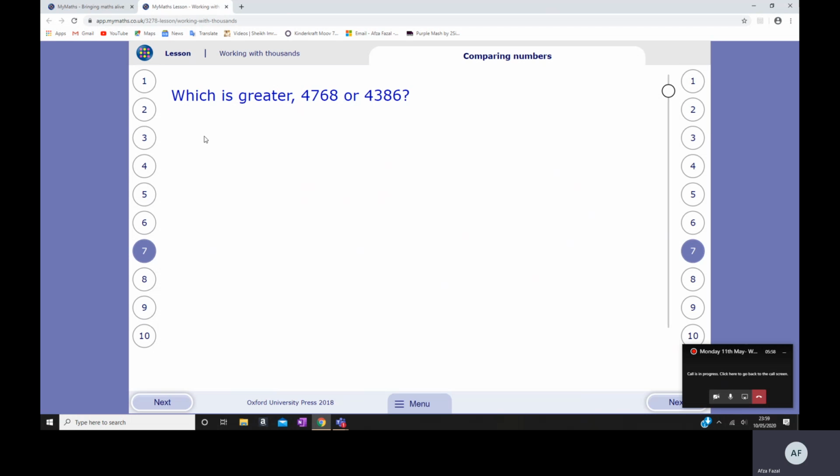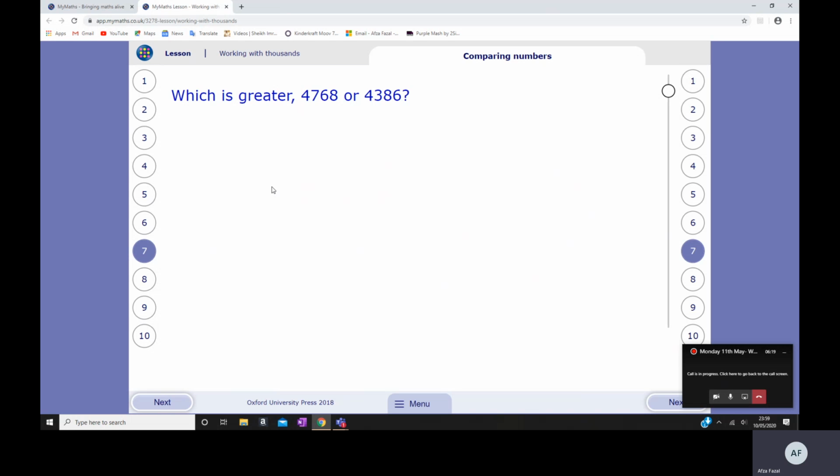So which is greater, 4,768 or 4,386? With both the numbers, you're looking at your place value. So you start off by looking at the ones. Here on this side, you've got the 6 and the 8. Now, just by looking at the ones, you'd probably say the 8 is bigger.